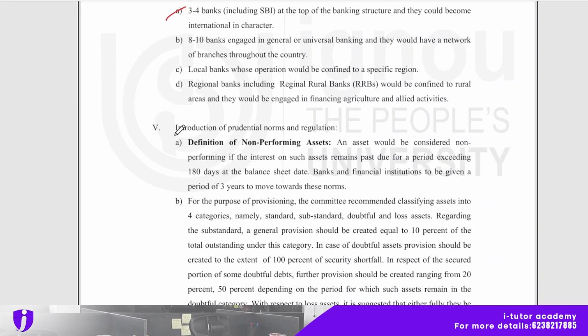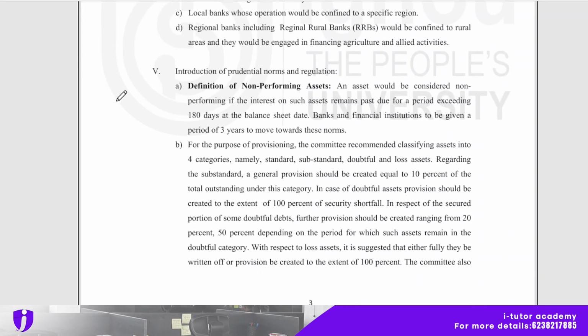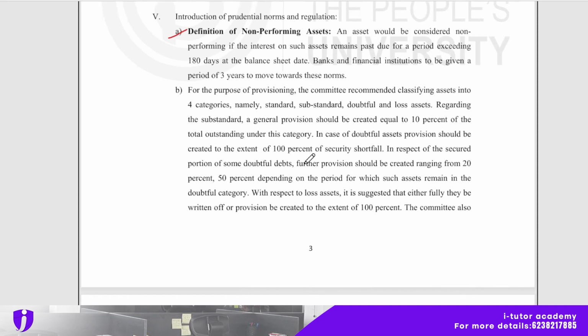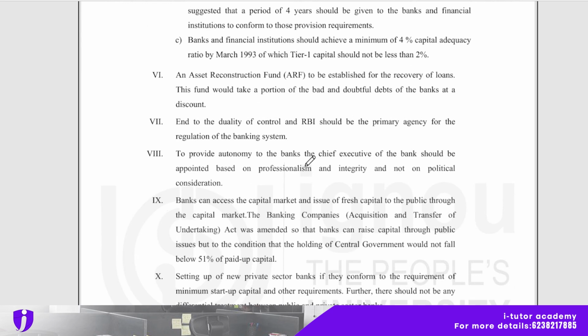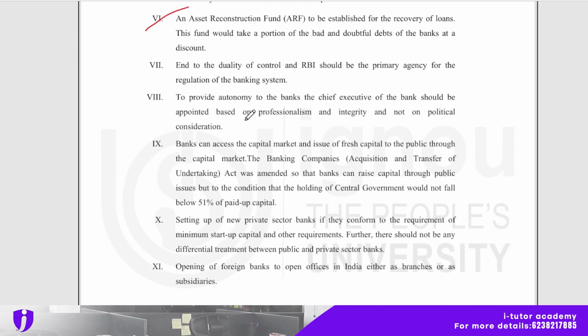Okay, you just go through this point by point. And the fifth is introduction of prudential norms and regulations. There is definition of non-performing asset also there. You just go through from your study material. And asset restriction fund, that is ARF, to be established for the recovery of loans. This fund would take a portion of a bad and doubtful debt of the bank at a discount.